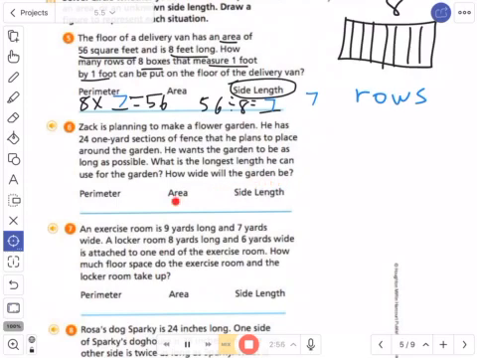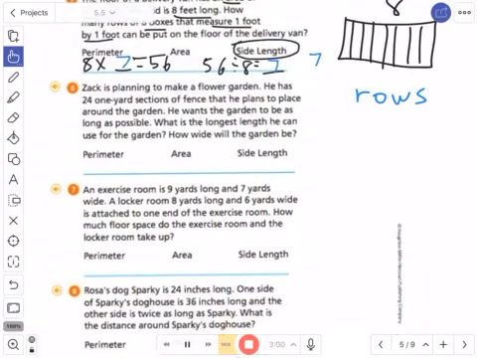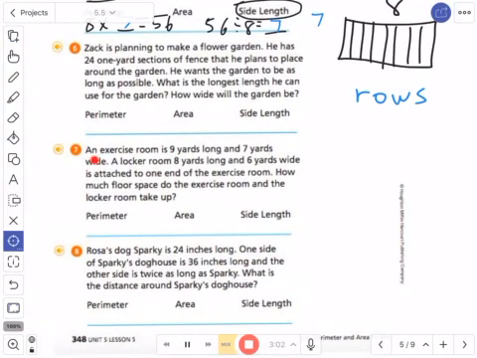Okay. Then I'm going to read number 7 here as well. I'm not going to do number 7, but I'm going to read number 7. And if you want to, stop the video and work on that problem after I read it. An exercise room is 9 yards long and 7 yards wide. A locker room, 8 yards long and 6 yards wide, is attached to one end of the exercise room. How much floor space do the exercise room and the locker room take up?